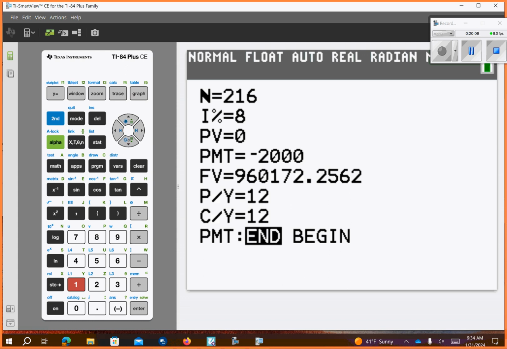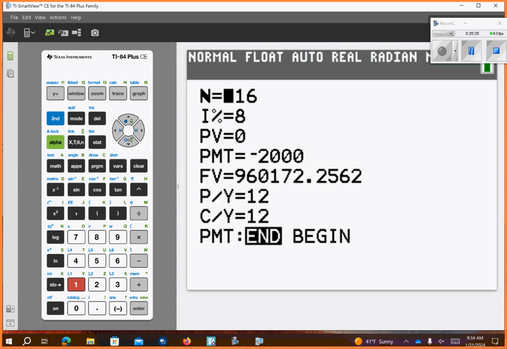Okay. Will someone write the 960172 down just in a place so we can come back to it? Someone jot that down for me. Just 960172. Got it? Cool. All right.